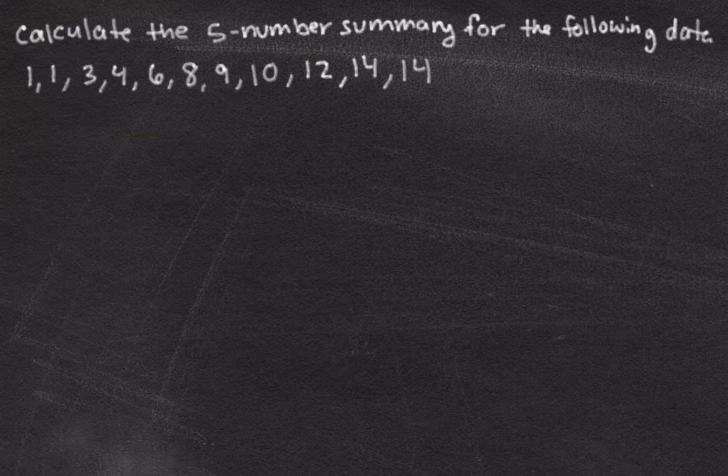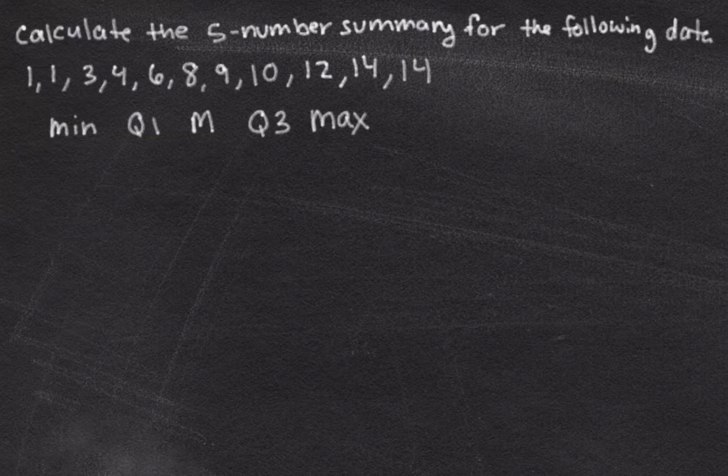In this video, we're going to talk about how to calculate a 5-number summary by hand for a set of data. So I have this set of data here that we'll be working with, and a 5-number summary is essentially a summary of 5 numbers that describe your data. So the 5 numbers that we're going to be finding are the minimum, Q1, median, Q3, and the maximum.